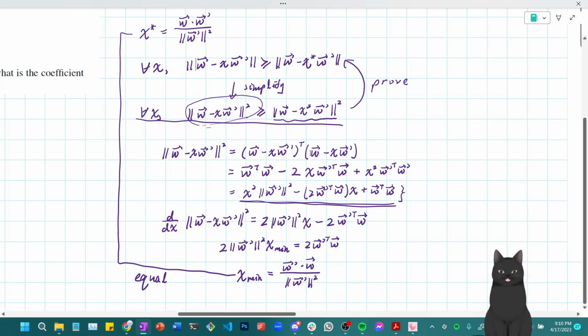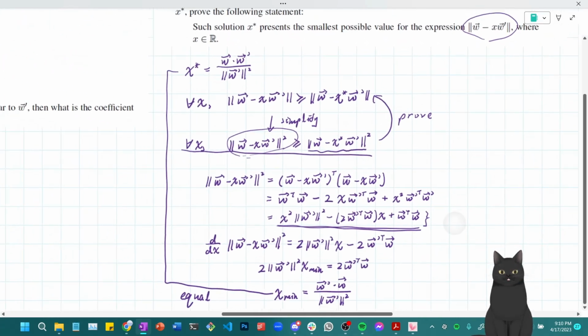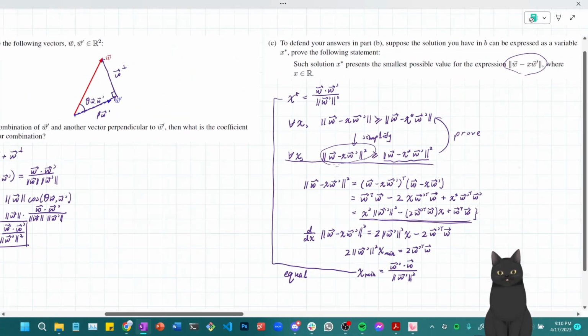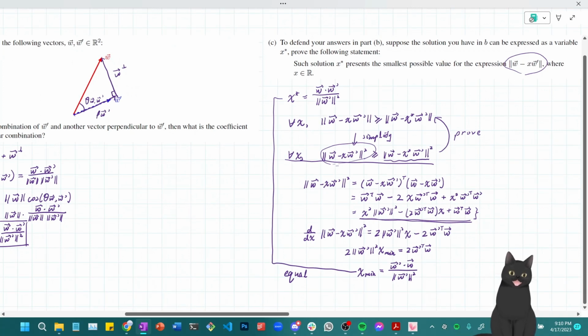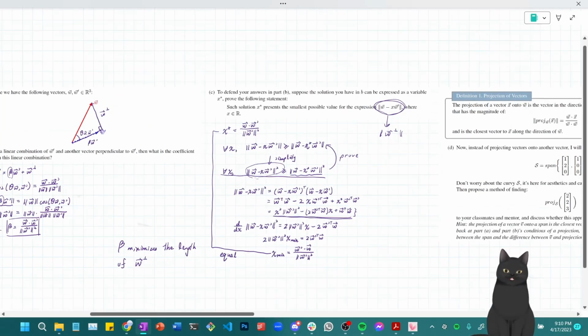So we do indeed prove that the value we find in part B minimizes the distance between w and a scalar multiple of w prime. In other words, beta minimizes the length of w transpose, because this length is directly equal to the length of w transpose. So that's one special implication.